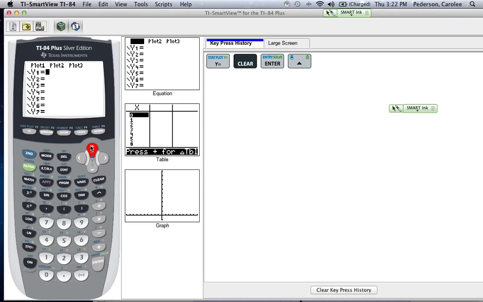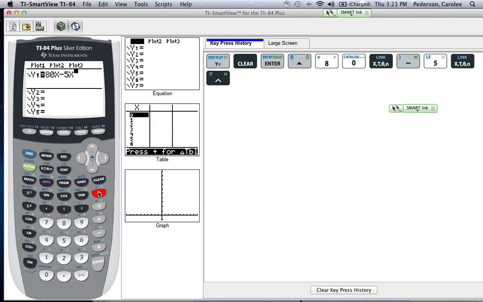Now we're going to go ahead and put in 80x, which is the button to the right of the alpha, X,T,theta,n, minus 5x raised to, so that's the upside down V, and then 2, and then arrow over. Now let's go ahead and graph it.